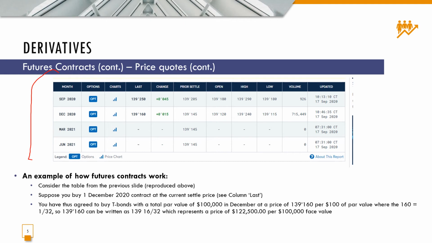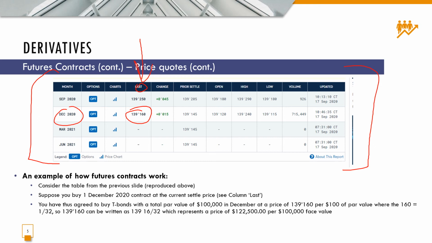This is the same table that we were just looking at. So here is an example of how futures contracts work. Consider the table from the previous slide. Suppose you buy one December 2020 contract at the current settle price, and the current settle price is in the column that says last.